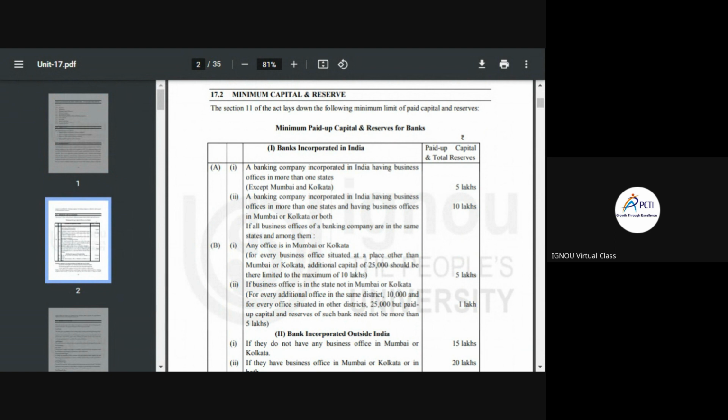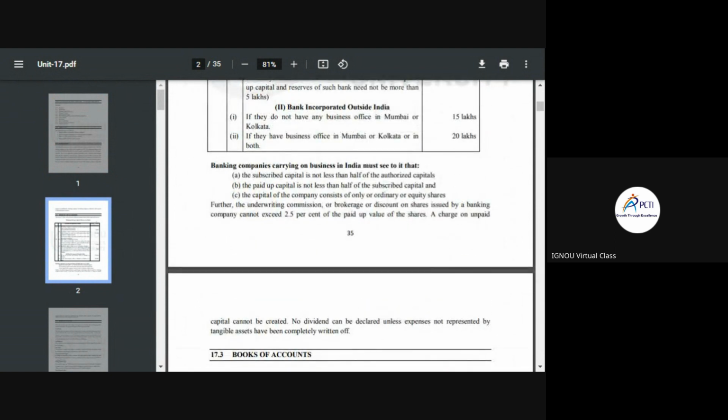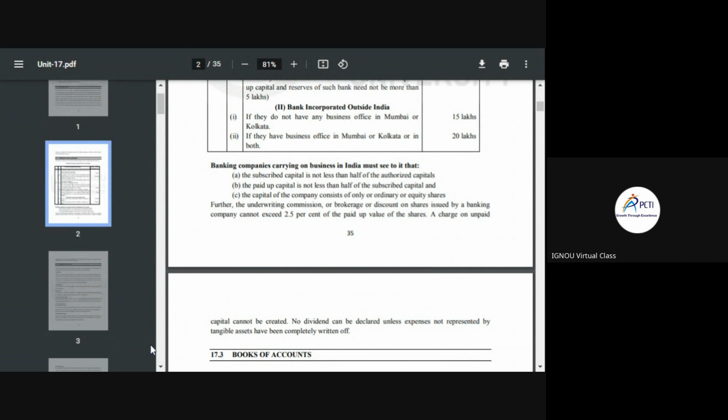Next one is the bank that is incorporated outside India. If they do not have any business office in Mumbai or Kolkata, that will be 15 lakh. And if they have a business office in Mumbai or Kolkata or in both, that will be 20 lakh.